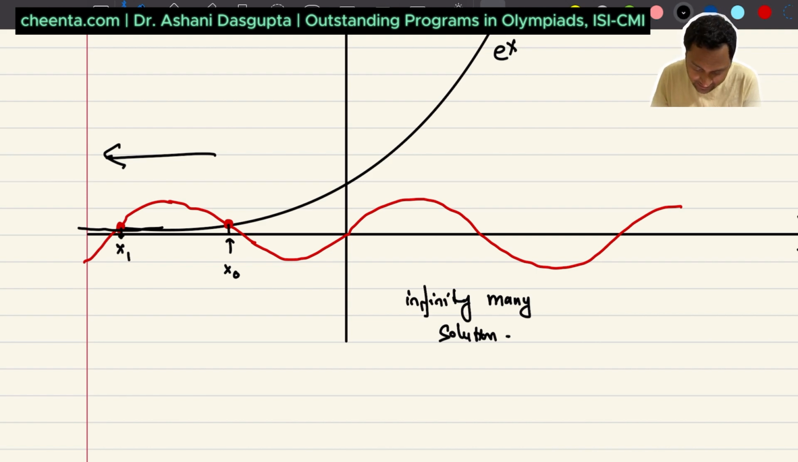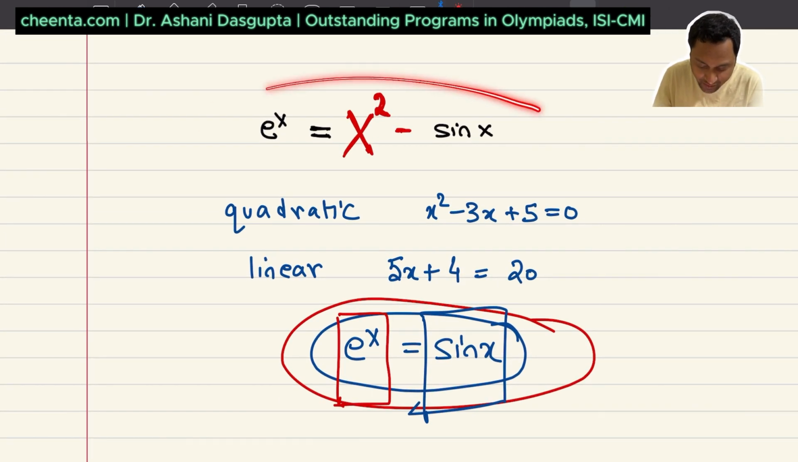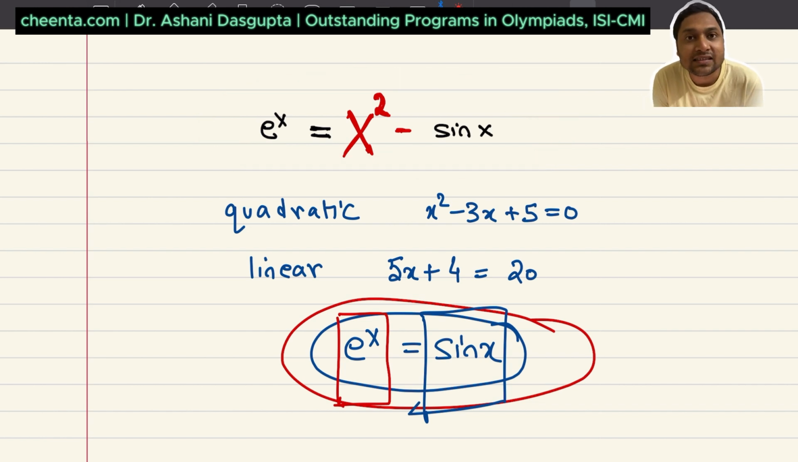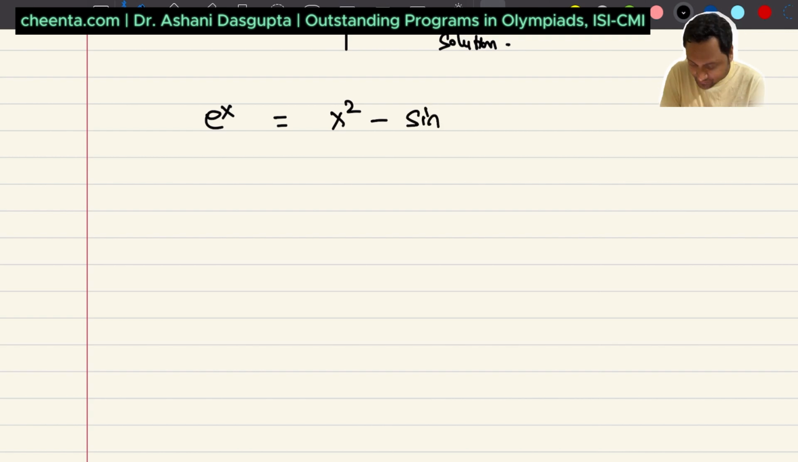Let's try the made-up version, e to the power x equal to x squared minus sine x. We'll actually learn a lot from this one. So e to the power x equal to x squared minus sine of x. Now we have to understand how the right-hand side looks like. Of course, we know the graph of e to the power x like so.